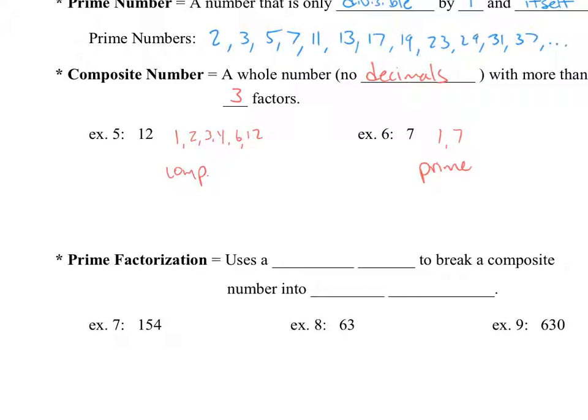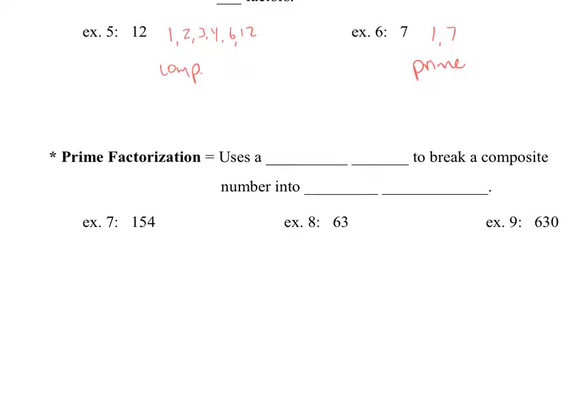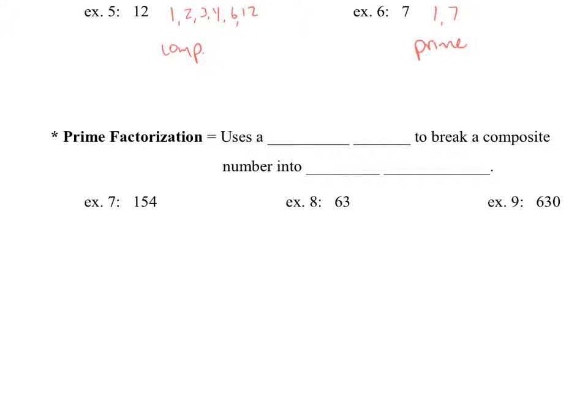Okay? All right. I know you guys did some of this last year. Prime factorization. You used factor trees. Remember that? You circle this one, go off that one, circle that one, go off that one, and you get the answer out of all the ones. Yeah. So what we're going to use here is a factor tree to break a composite number into prime numbers.